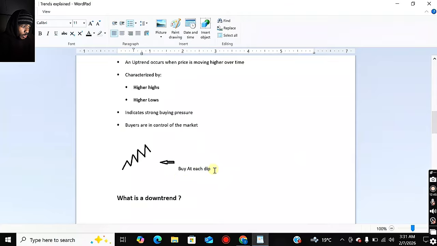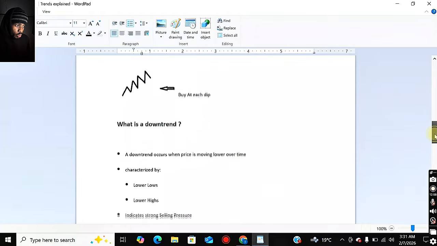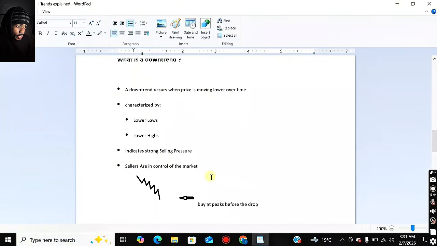You buy at each dip. These are the dips. The lows are the dips. So you buy at each one of them. What is a downtrend? A downtrend occurs when price is moving lower over time, characterized by lower lows and lower highs. Indicates strong selling pressure. Sellers are in control of the market. This is how a downtrend looks. Buy at peaks before drop. So this is the peak before this drop. The peak before this drop. So you buy low and then you sell high. You buy low, you sell high. So remember that.